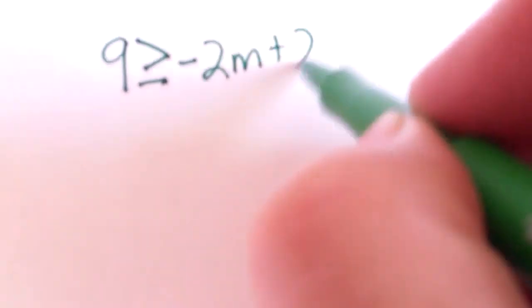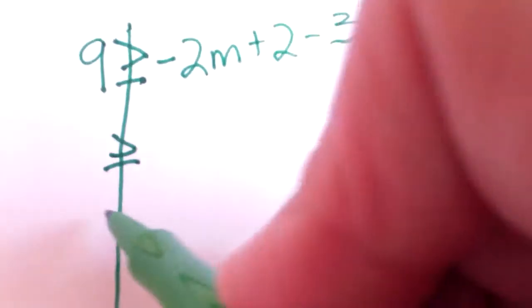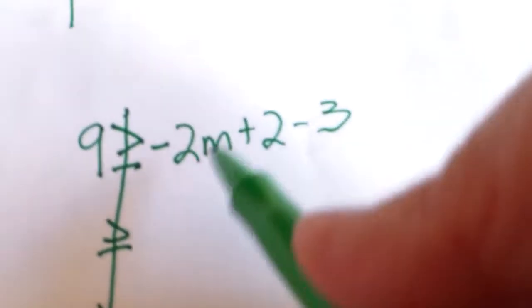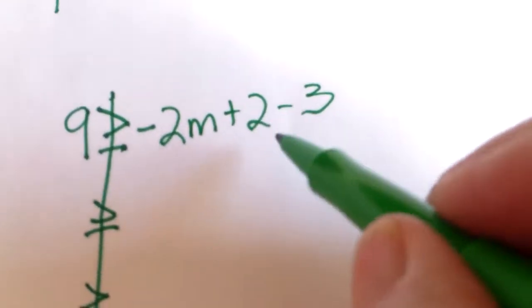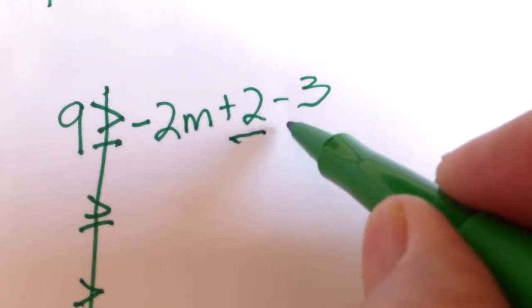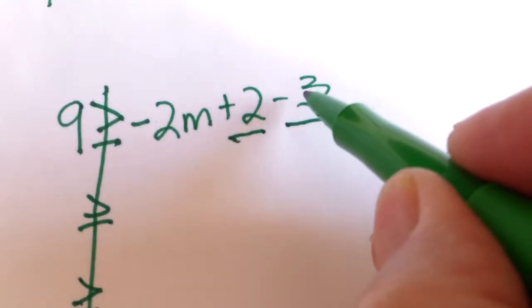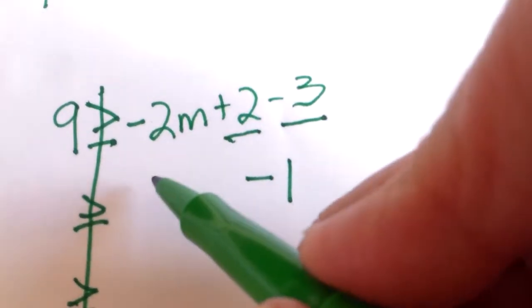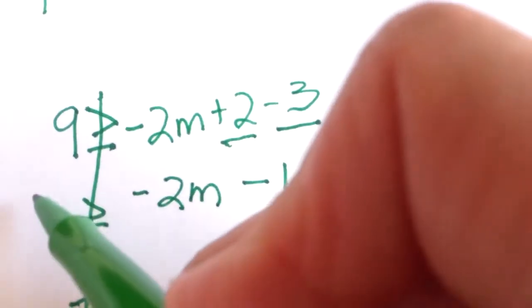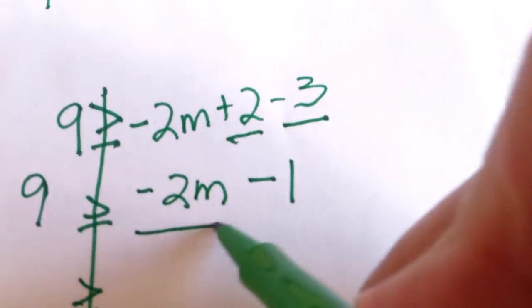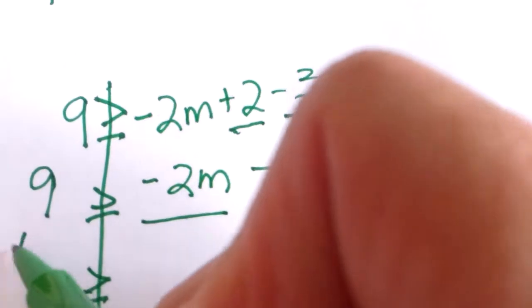All right, number 5. 9 is greater than or equal to -2m plus 2 minus 3. Inequality, fish hooks. No distributive property. I can combine +2 and -3. I have one extra negative, so I'm going to have a -1 with no partner. -2m here, 9 here. I want to get -2m alone, so I'm going to add 1 to both sides.